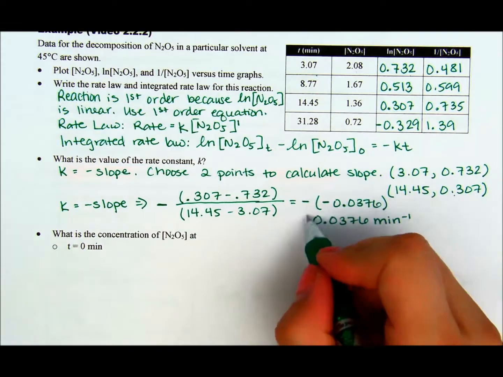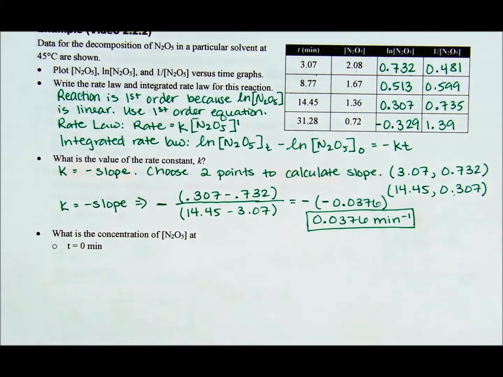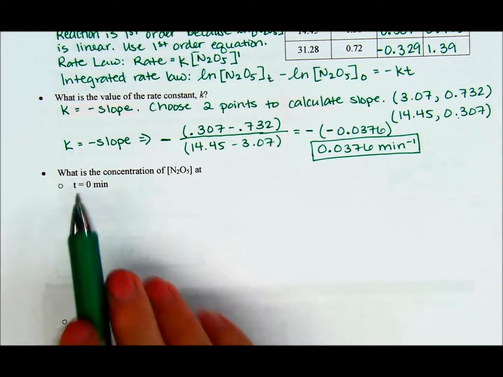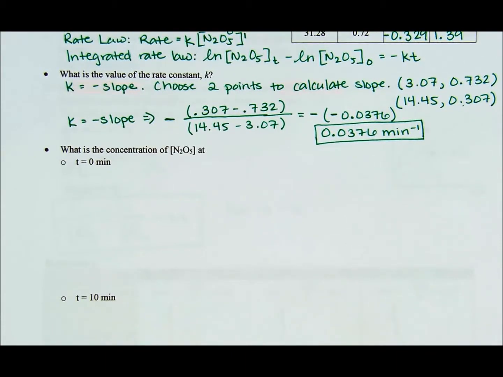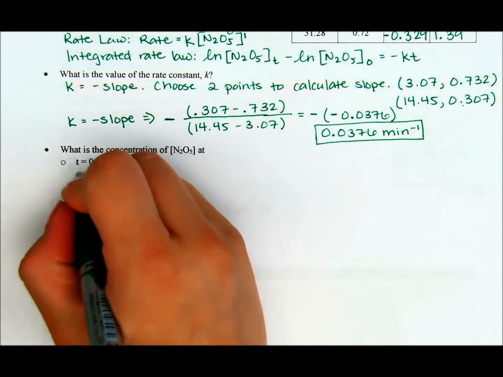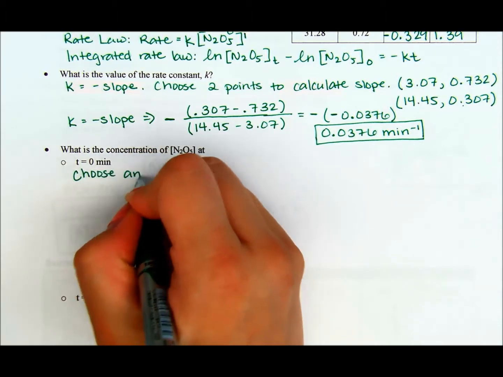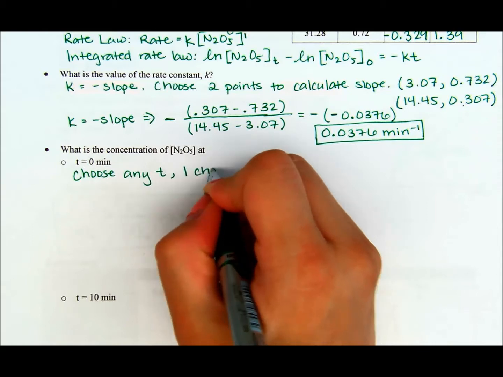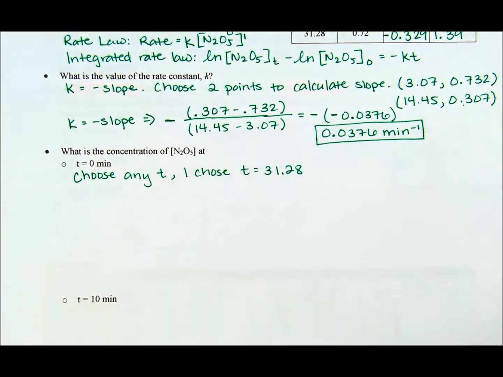So this is our K, and we can use this to solve for other things in that equation, like the concentration of N2O5 at t equals 0 minutes. For this, I'm going to choose any t to plug into my calculation. I chose t equals 31.28, right at the end of our data here.